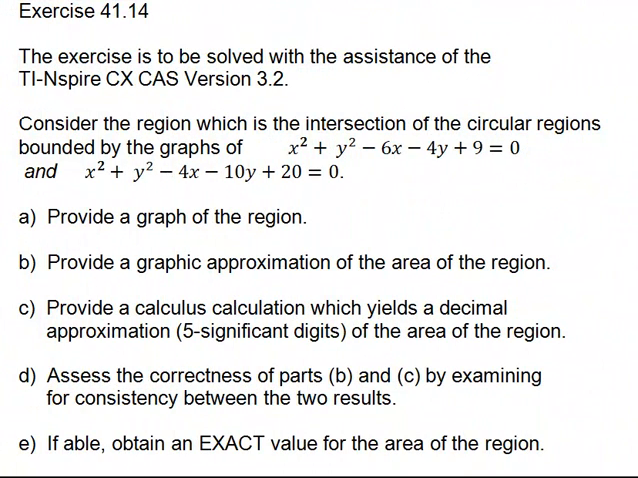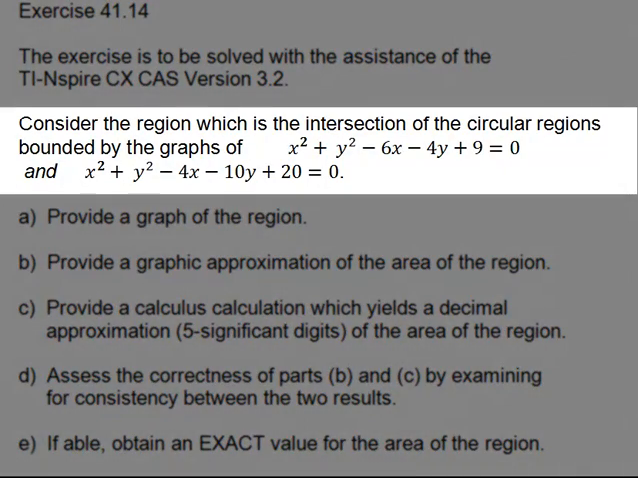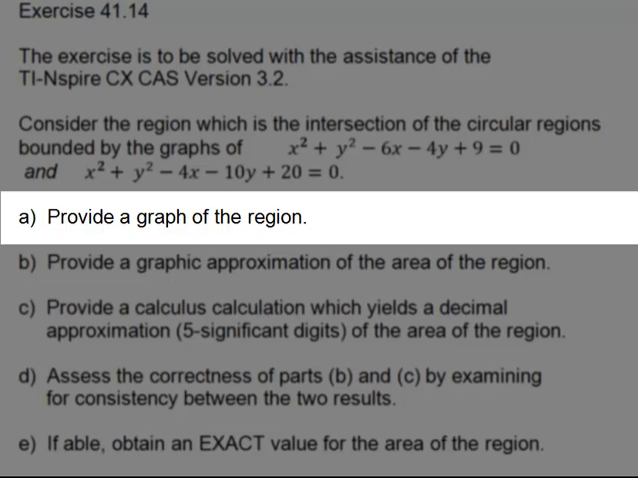Exercise 41.14. The exercise is to be solved with the assistance of the TI-Nspire CX CAS version 3.2. Consider the region which is the intersection of the circular regions bounded by the graphs of x squared plus y squared minus 6x minus 4y plus 9 equals 0 and x squared plus y squared minus 4x minus 10y plus 20 equals 0. Part A.